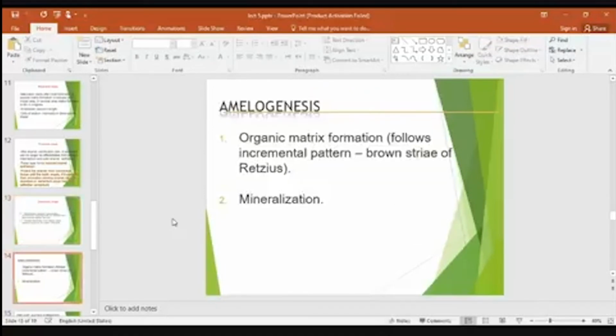فإذا من خلال هاي 6 stages للأميلوبلاست نسميها الفانكشنال stages، الانامل is formed أول نوبة مثل ما قلنا organic matrix formation، وبعدين يصير عندنا mineralization. So when I asked you what are the 2 main stages of enamel formation or of amelogenesis, you must write organic matrix formation 1, second mineralization. Okay, 1, 2 organic matrix formation, 2 mineralization.